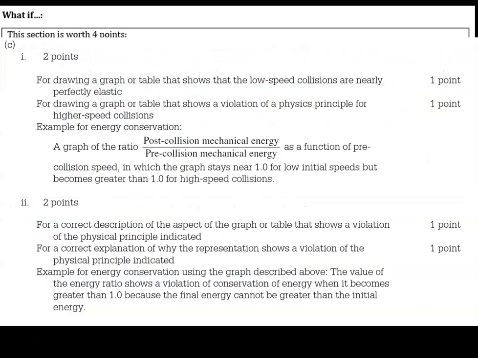So this was also worth 4 points, 2 points for drawing a graph that shows the low speed collisions are nearly perfectly elastic, and then drawing something that violates physics. Again, all of these are very, very vague because there's too many different possibilities on how this could have worked. And then the second part, you get 2 points for a correct description of what part of the graph shows a violation, and then an explanation of why that representation shows a violation.